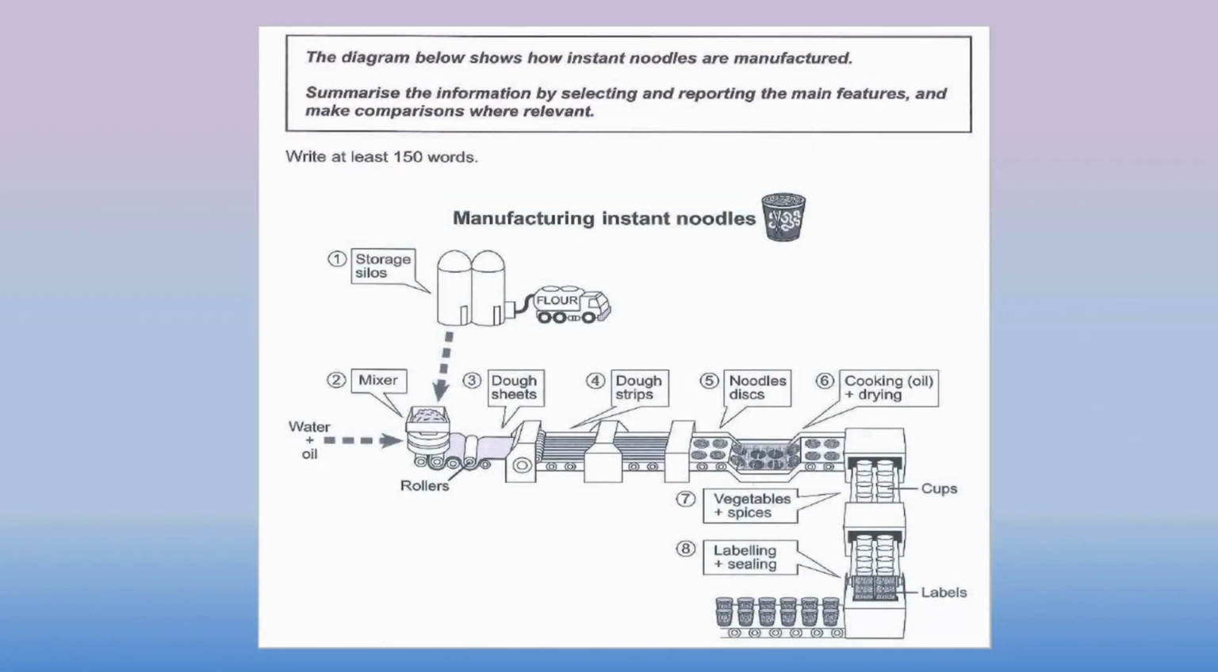On a serious note, on the screen you can see our image, that is a process diagram about manufacturing instant noodles, and it is also provided with a prompt. The prompt says that the diagram below shows how instant noodles are manufactured. Summarize the information by selecting and reporting the main features and make comparisons where relevant.